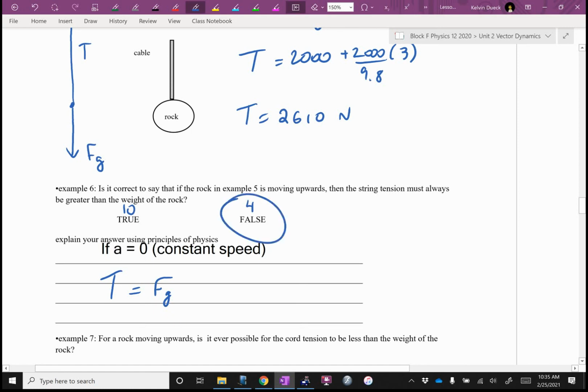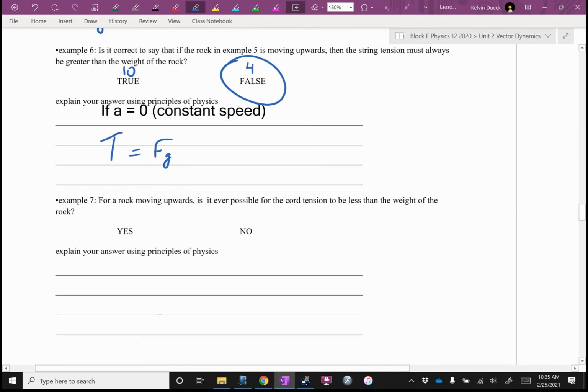Yes? Okay. So I just showed that we can be moving up and tension can be equal to gravity. Example 7. Can we be moving up and have tension be less than gravity? Once again, we're going to vote. Once again, how high you hold your hand up is how sure you are of the answer. So, is it possible for tension to be less than gravity? Who says, yeah, it's totally possible for tension to be less than gravity? Is that a hand up? Okay, got 4.